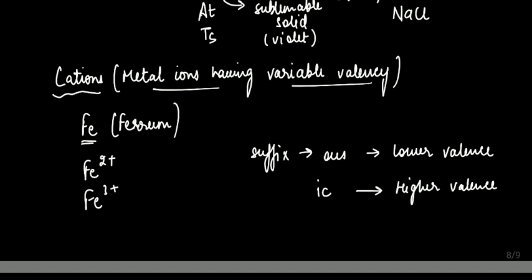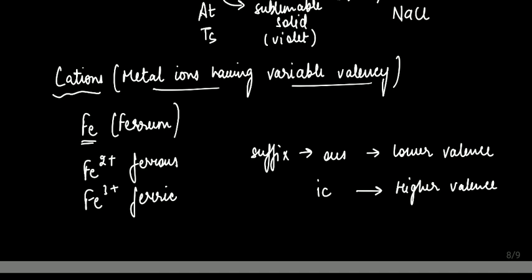So the first painful part for you to remember is cations. Iron is there, so iron can show which valency? Iron's symbol is Fe. You have to create a map in your brain. Iron shows two variable valencies, one is 2+, another is 3+. Which one is the lower number? 2+ is the lower number, so this is called ferrous. The one having the higher number is called ferric.